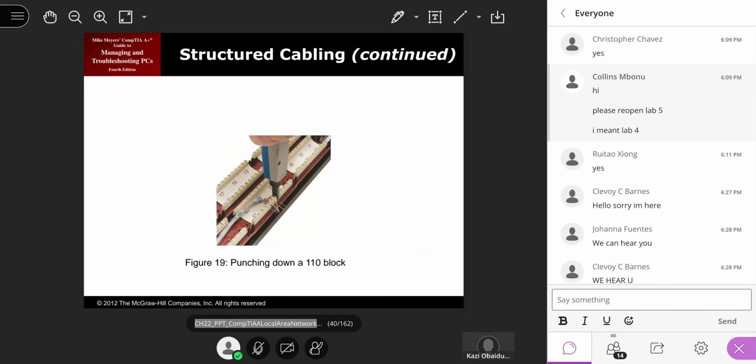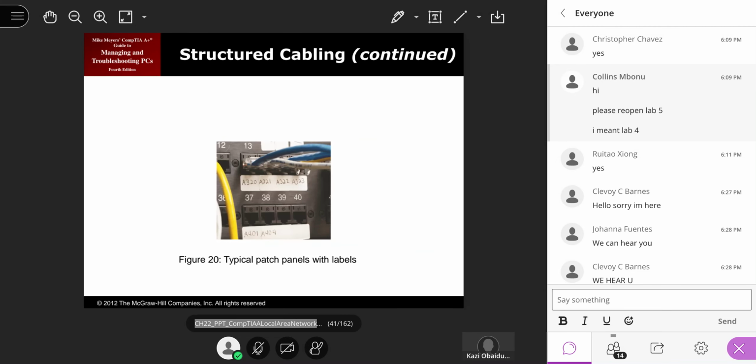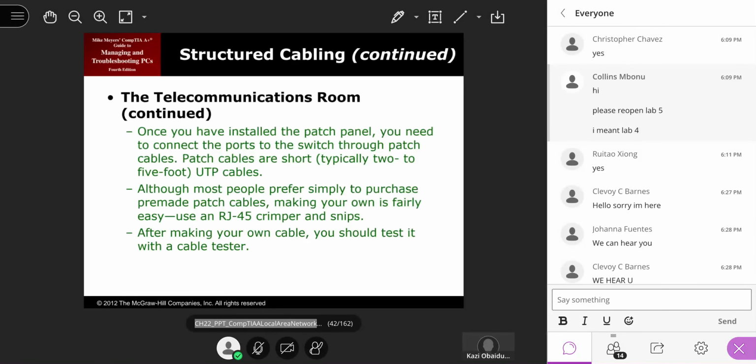Punching down a 110 block for UTP cables, right? We understand. It's like this. These are the tag labels, handwritten. If it's written, then you can understand quickly: I did this type of work here, or this connection is with that computer, or this connection is with that router, or some other device. Interesting. I'm not going further on this topic. Please read up to this from here.